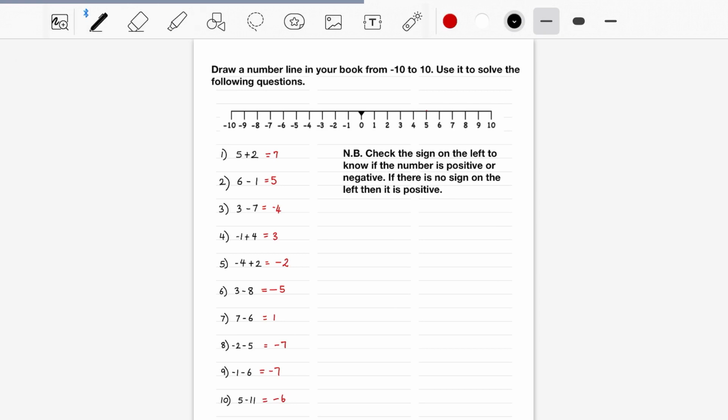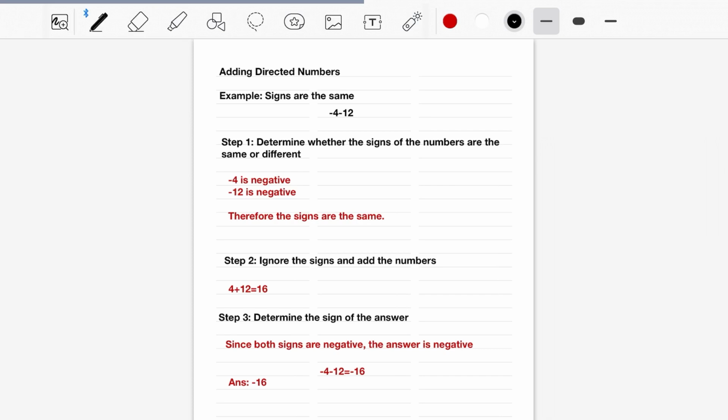Okay, so now that we have learned how to add and subtract directed numbers using the number line, let's move on to what you would be doing most often, which is adding and subtracting these numbers without the use of a number line. Let's take a look at our first example.